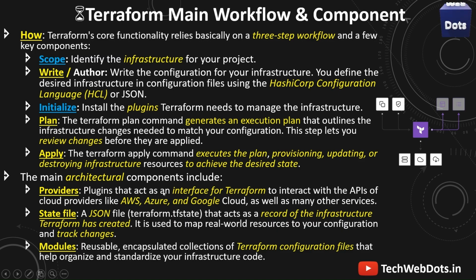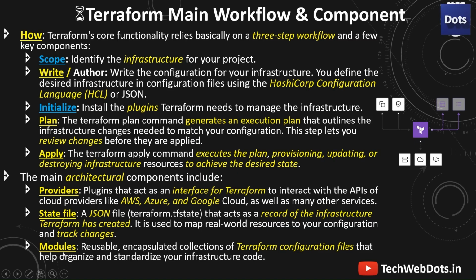Providers: plugins that act as an interface for Terraform to interact with the APIs of cloud providers like AWS, Azure, Google, and many other services. That is the one component. The second architectural component is the state file. The moment you do the initialization, a state file gets created. We'll see it in a moment. It is a JSON file, terraform.tfstate, that acts as a record of the infrastructure Terraform has created, and you can see it. It is used to map real world resources to your configuration and track changes.